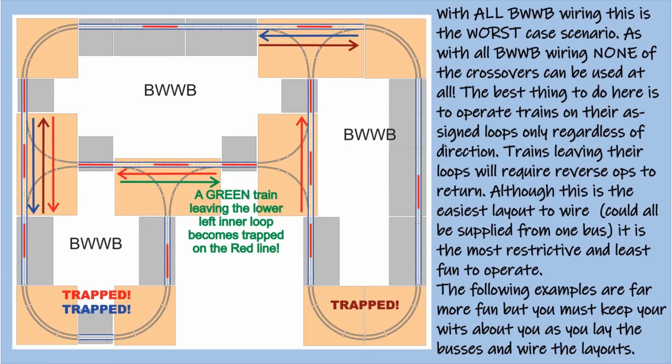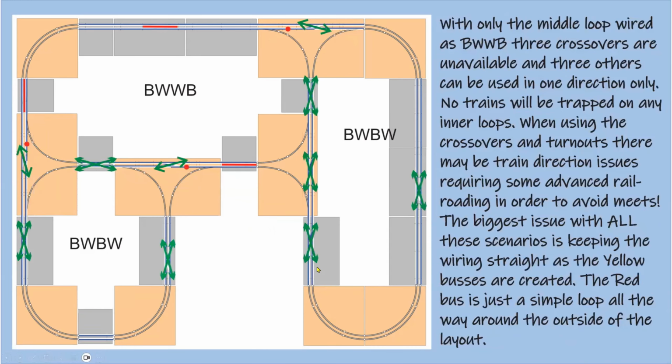The following examples are far more fun, but you must keep your wits about you as you lay the buses and wire the layouts. With only the middle loop wired as blue, white, white, blue, 3 crossovers are unavailable, and 3 others can be used in one direction only. So again, as we go through this, you can study this and just see exactly how this all fits together electrically.